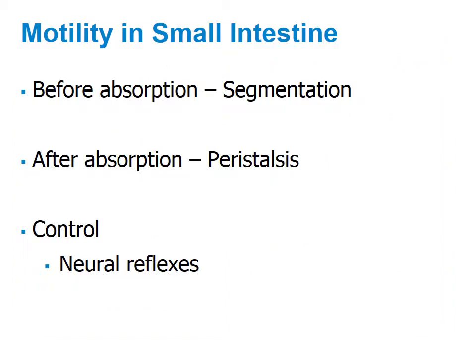Motility. Segmentation is for mixing chyme with pancreatic juices. Peristalsis is for moving to the lower regions for chemical digestion and absorption, all controlled with local reflexes.